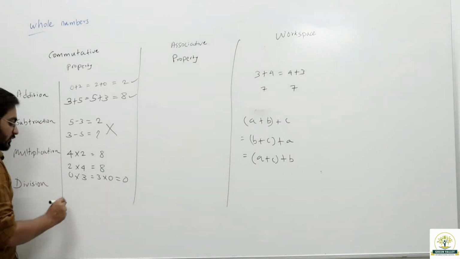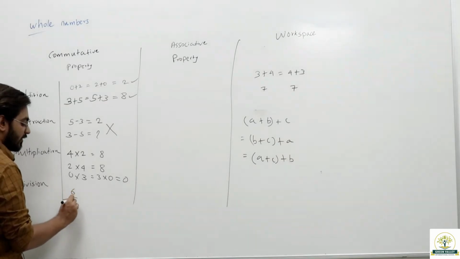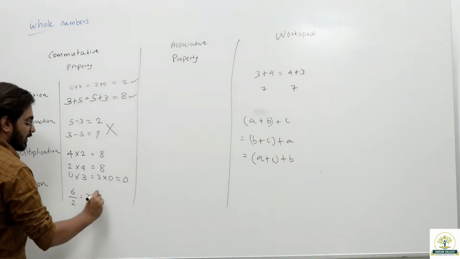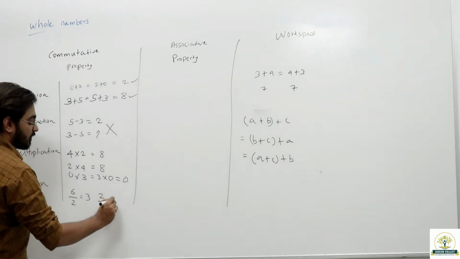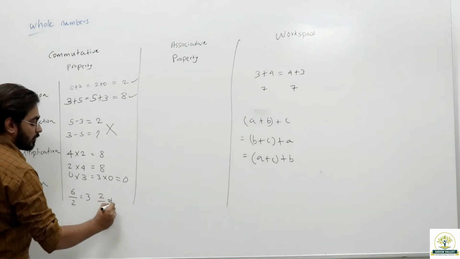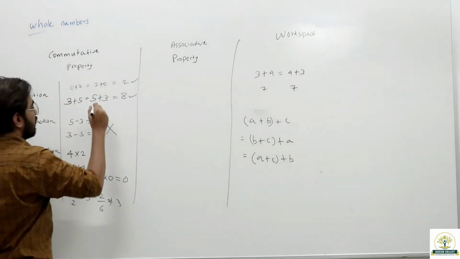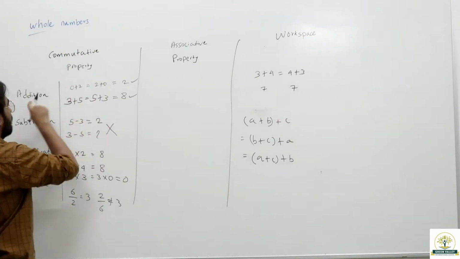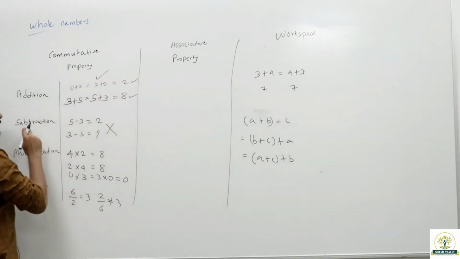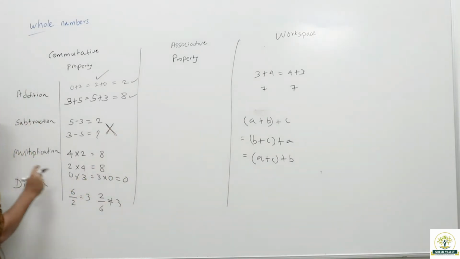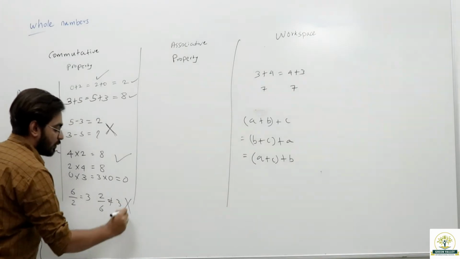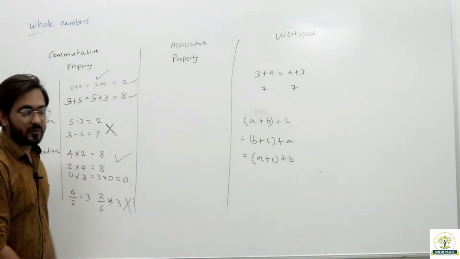Then comes division. If I do 6 divided by 2, answer will be 3. But if I do 2 divided by 6, answer won't be 3. Answers are not same, and answer will also not be a whole number. So division does not follow commutative property. So addition follows commutative property. Subtraction does not follow commutative property. Multiplication does follow commutative property. And division does not follow commutative property for whole numbers.